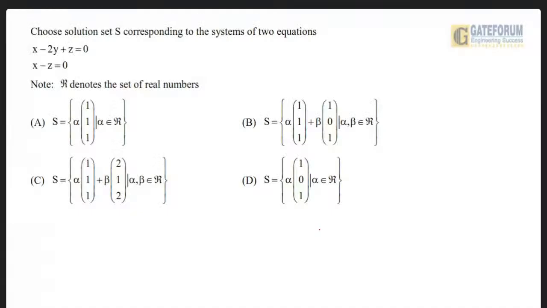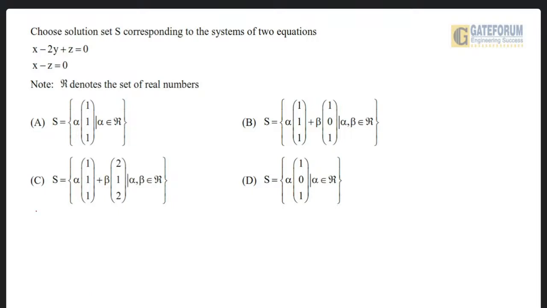Hi everyone. Now the question is: choose the solution set S corresponding to the system of two equations x minus 2y plus z is equal to 0, x minus z is equal to 0. R denotes the set of real numbers. Four options A, B, C, D are given. This is from engineering mathematics, from the topic linear algebra, subtopic system of linear equations.